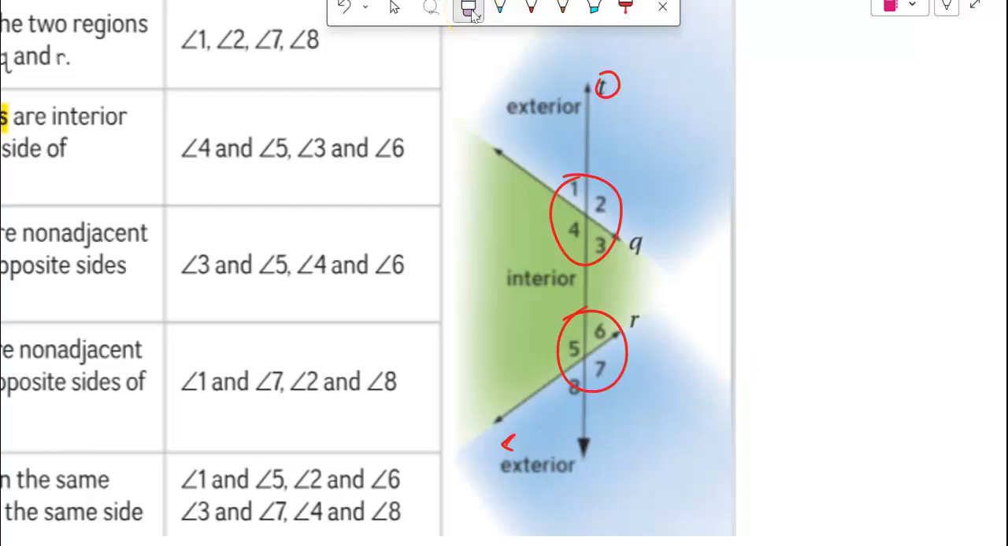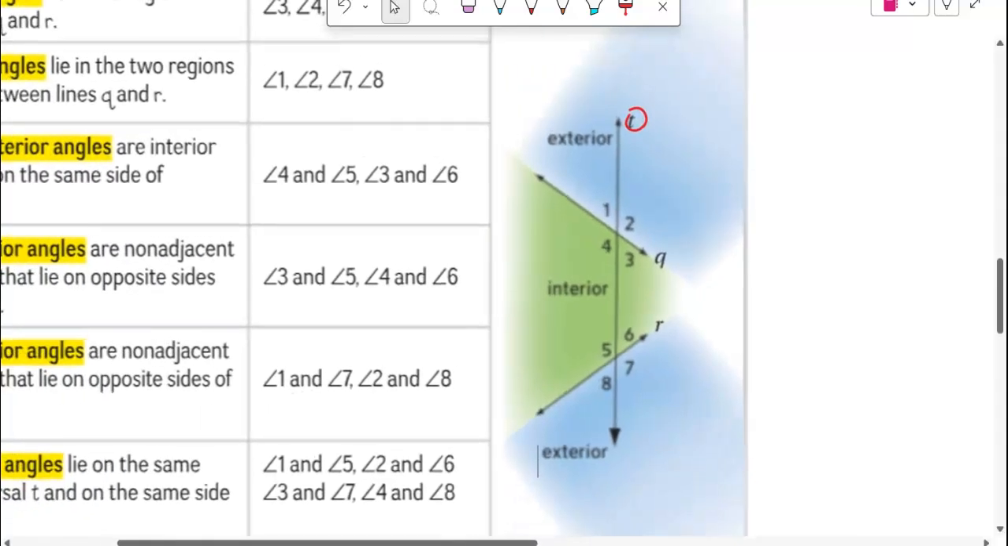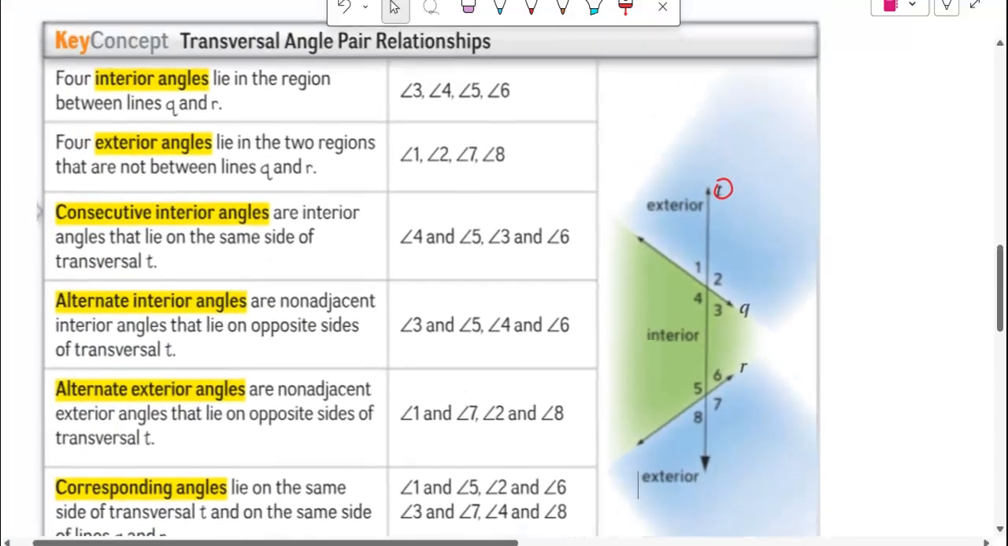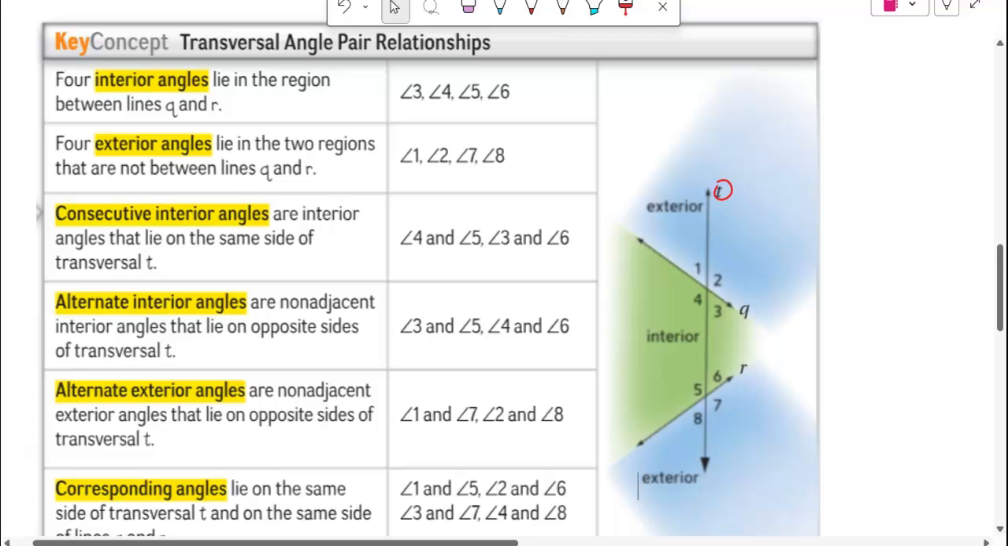Every time the transversal cuts through another line, we get 4 more angles. Okay. The meat and potatoes of today, we're talking about angle pairs. Angle pairs. Say that out loud. Angle pairs. Okay, so a pair is how many? 2 of something. So we've got 2 angles working together to create what we call an angle pair.